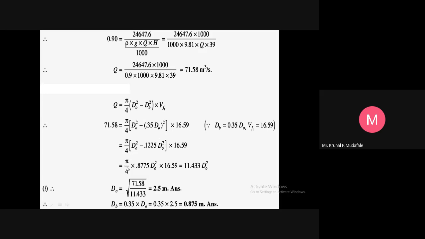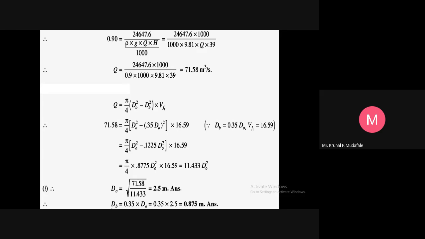And you will get the value for Do, that is the diameter in terms of the runner. Okay, yes, diameter for the runner. So the diameter for the runner you will get.